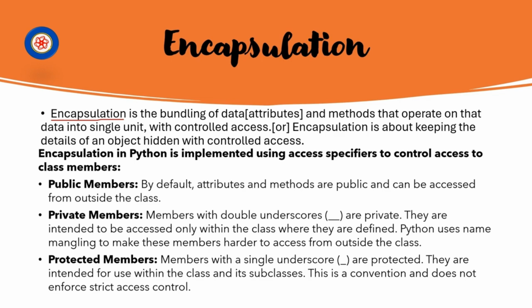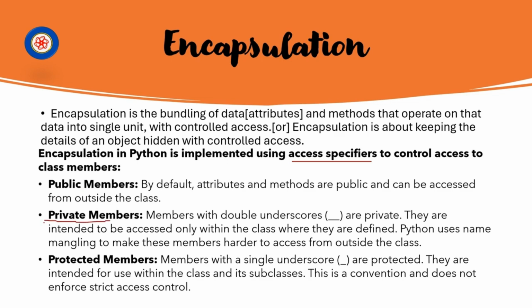Let's talk about access specifiers, a key component of the encapsulation in Python. These specifiers control the visibility and accessibility of the attributes and methods within a class, ensuring proper use and data protection. Python offers three levels of access: public, private, and protected. First, public members. Public members are fully accessible from anywhere in the program, inside or outside of the class. This makes them the most open type of access specifier.